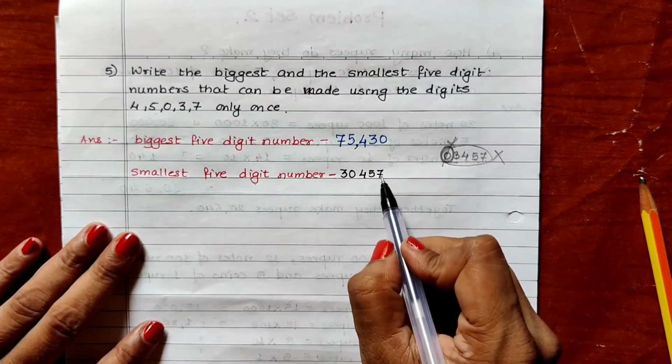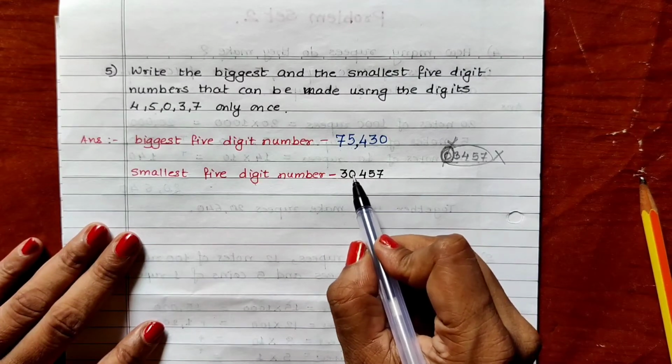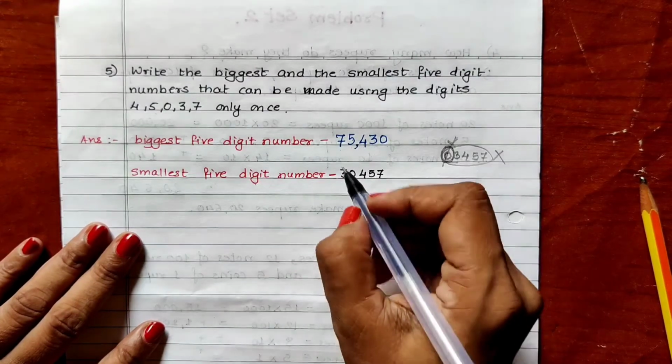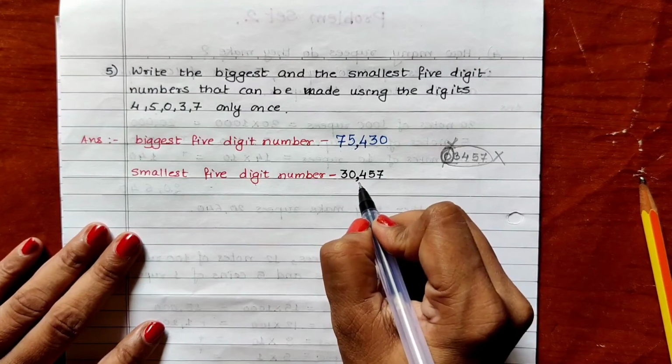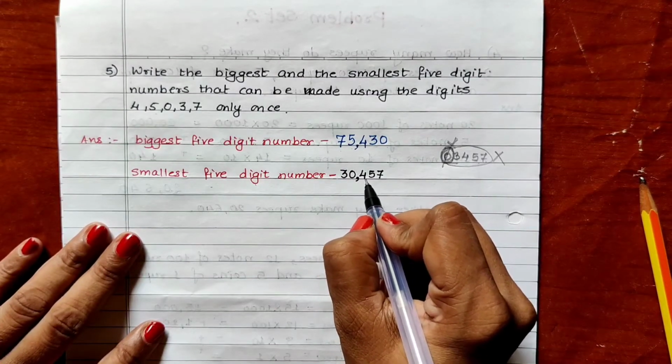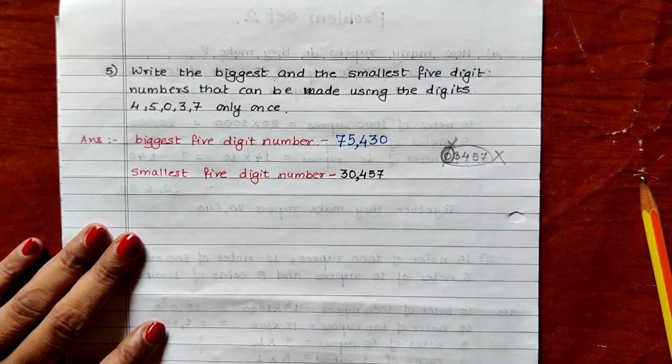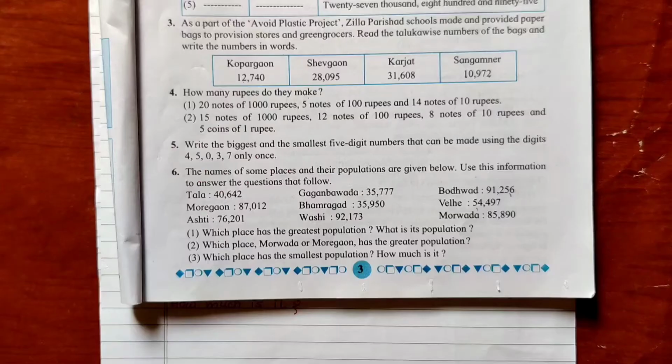How to read it? Let us see. It is unit, tens, 100, 1000, 10,000. 10,000 is there. That means we have to take the first 2 digits and put the comma. It is 30,457. In this way we have to make the biggest and smallest 5-digit numbers. Now let's go on to the next question.